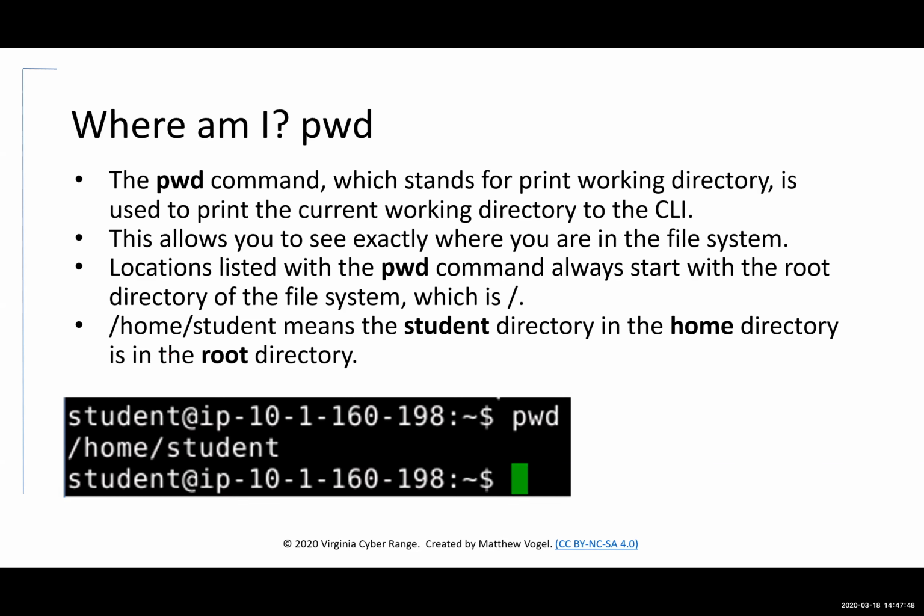Then I mentioned there's this notion of being somewhere in the file system, and the way to figure out where I am in the file system is with the command pwd, which is short for print working directory. It's an easy way to remember it. It is used to print the current working directory to the CLI. This allows you to see exactly where you are in the file system. Locations listed with the pwd command always start with the root directory of the file system, which is the slash. So /home/student means the student directory, and the home directory is in the root directory.